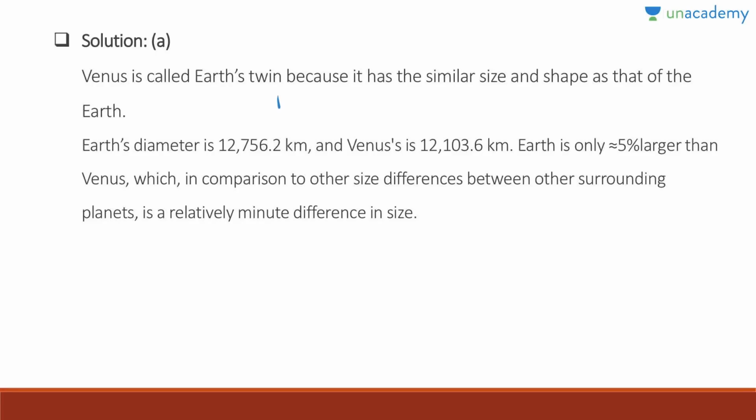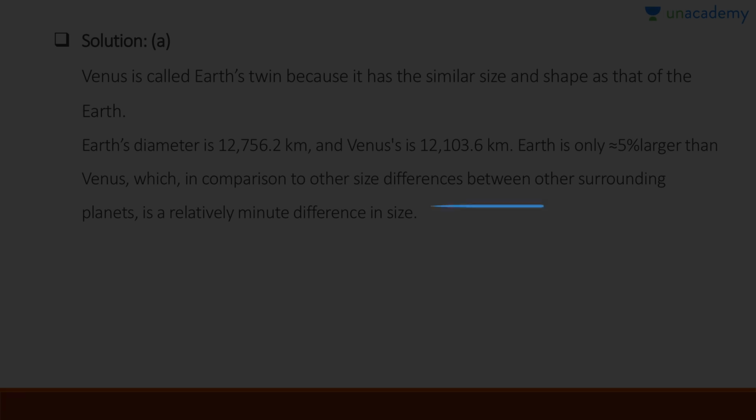Earth's diameter is 12,750. Venus is also 12,000. So Earth is just slightly larger than Venus, which in comparison to other size differences is a relatively minor difference in size. Venus takes much smaller time to revolve, by the way.